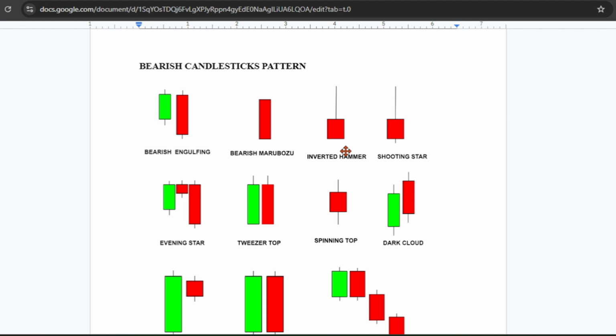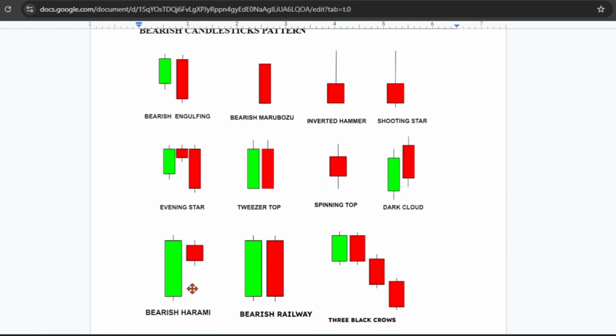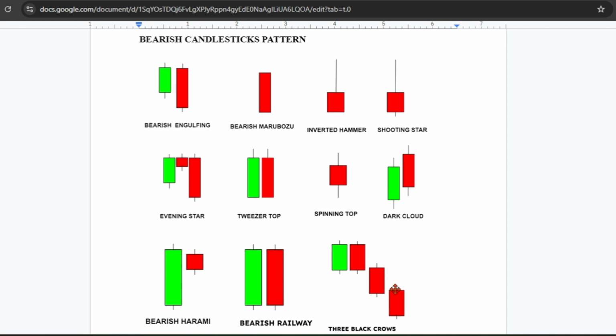We have the hammer for the bullish. When it comes to the bearish, we have the inverted hammer. We have the shooting star. All of these candlesticks are telling us that we can place a sell trade. Evening star, formation of three candlesticks. Tweezer top, formation of double candlesticks. A spinning top, a dark cloud. We have the bearish harami, bearish railway, and the three black crows. So these are candlesticks that we use to take sell decisions in the markets.